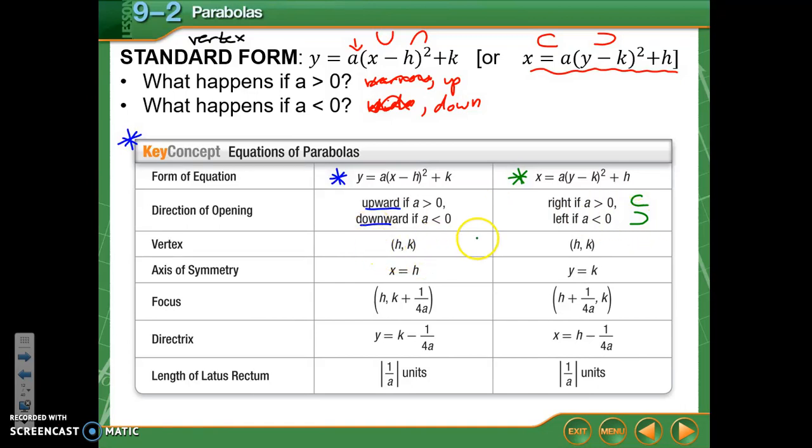Okay, so the vertex of both of them is (h, k), coming from this standard form. The axis of symmetry is a vertical line if my parabola opens up or down, and it's a horizontal line if my parabola opens left or right. And then you can see the equations for the focus, the directrix, and how long the latus rectum is. And we will be using those. Again, my goal is for you to be able to take this chart and apply it to your examples.